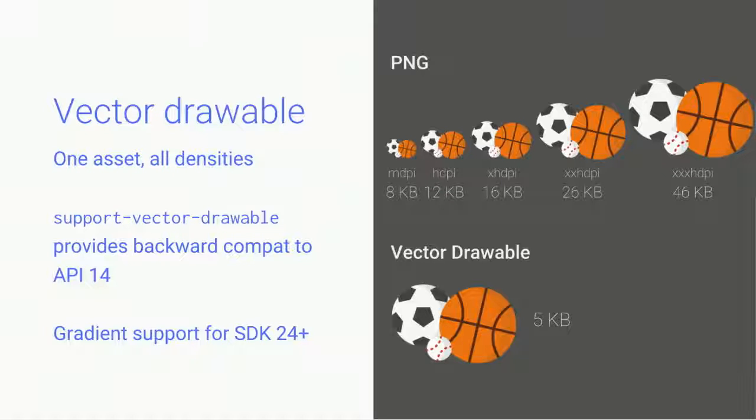The thing that makes vector drawable very usable and exciting today is that in support library 23.2, we introduced support for vector drawables backwards compatible all the way to API 14. Also, with N, we introduced gradient support of vector drawables, so hopefully that gives you a wider range of things you can do with vectors.